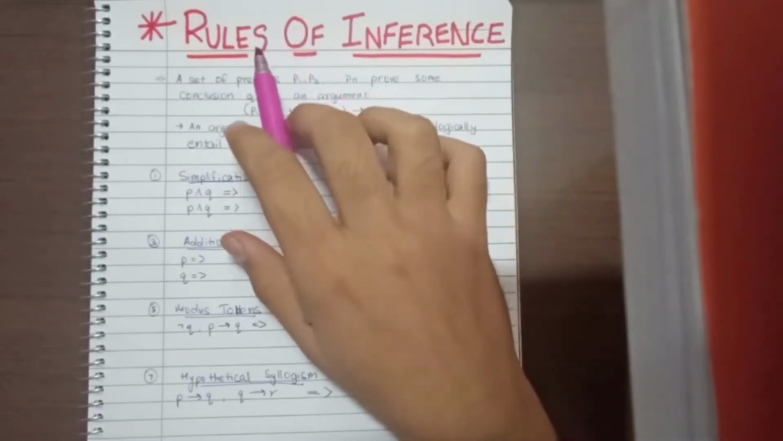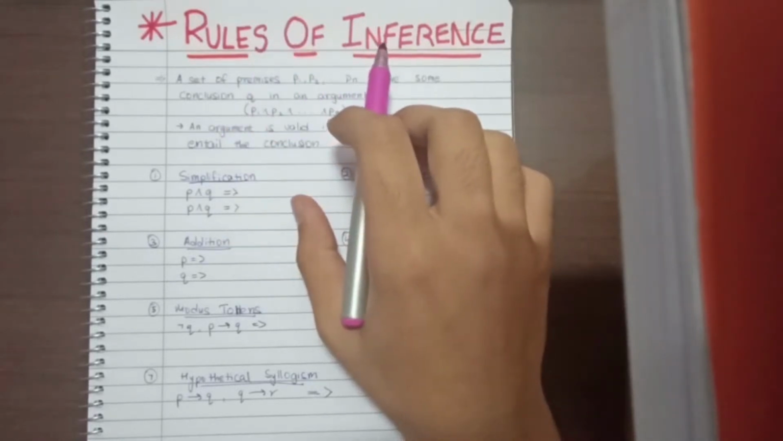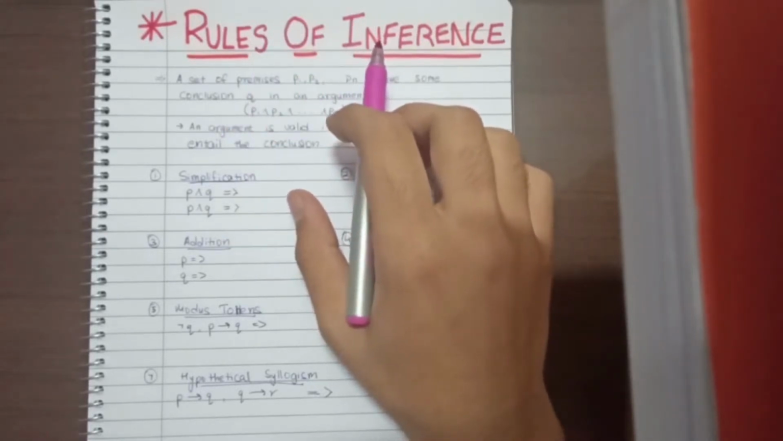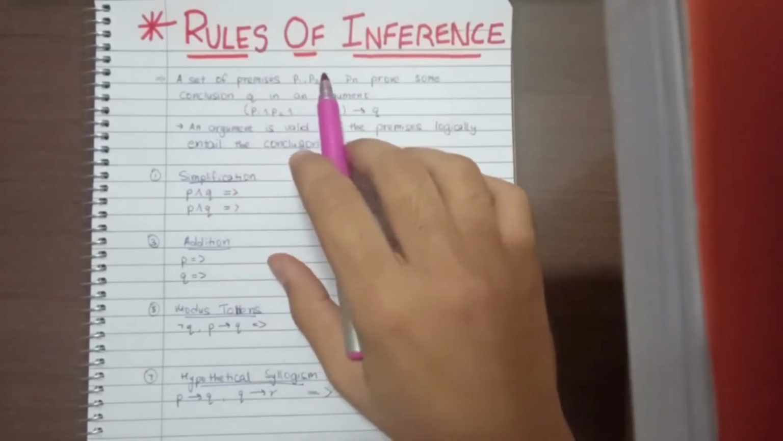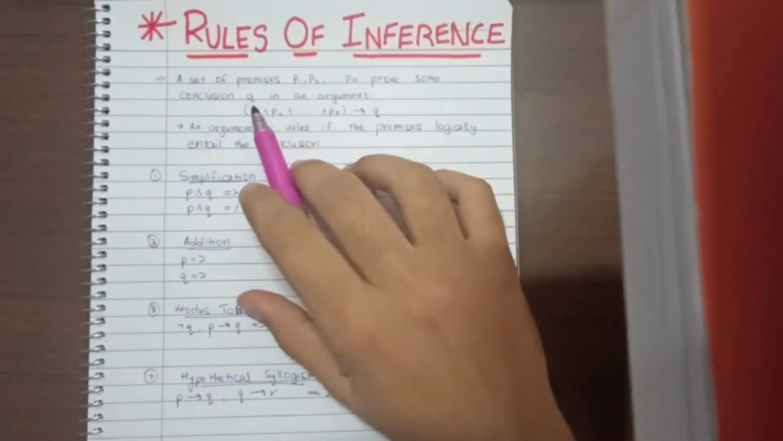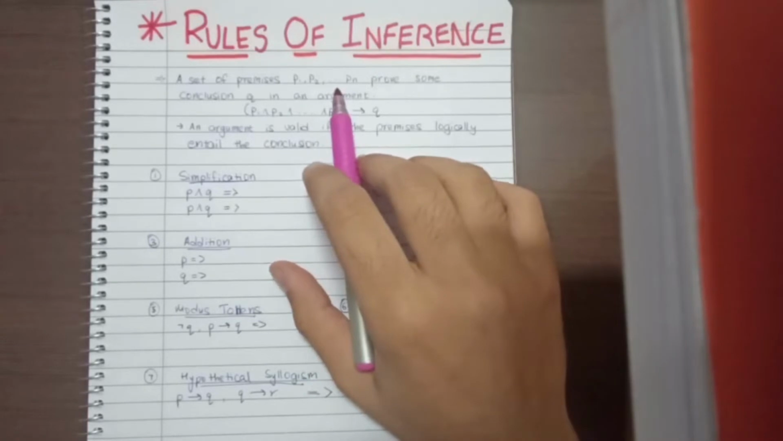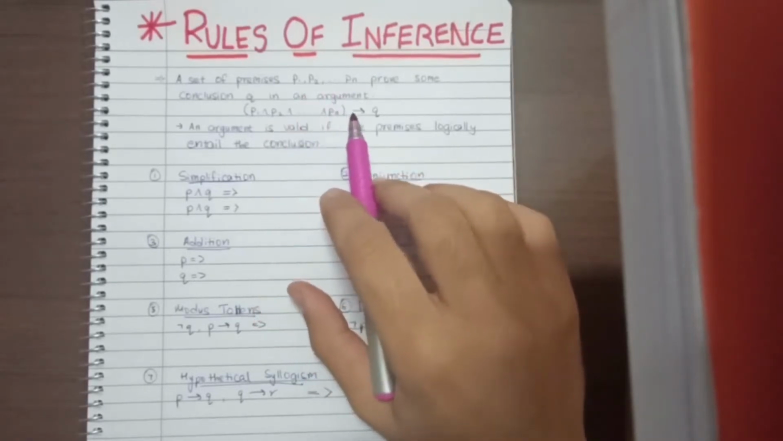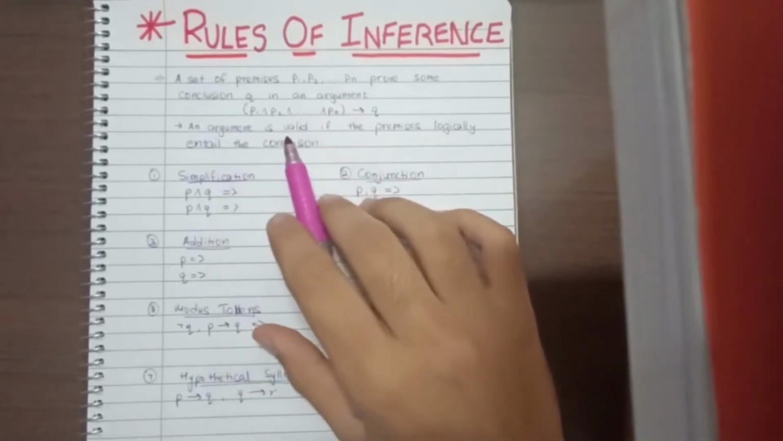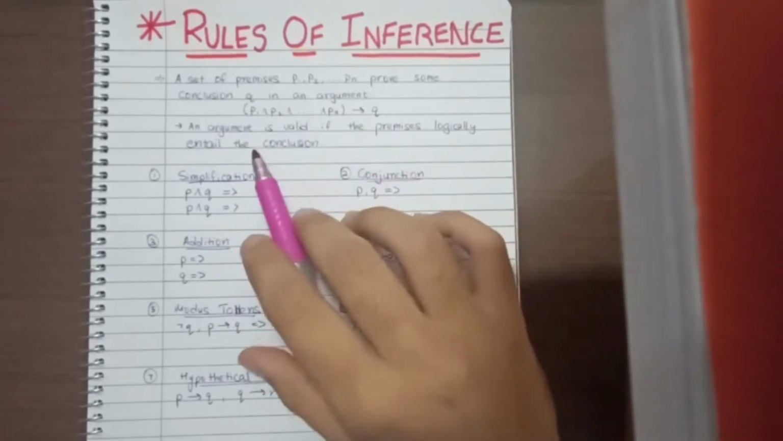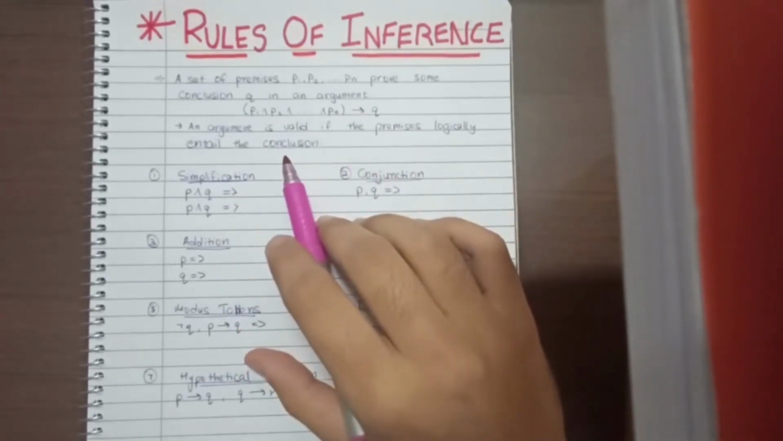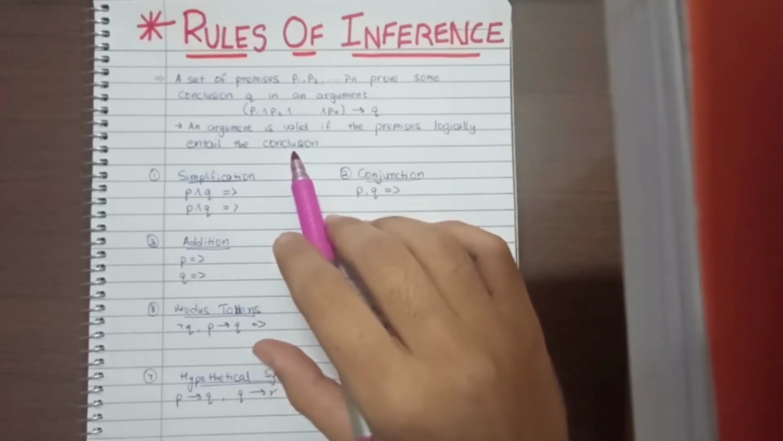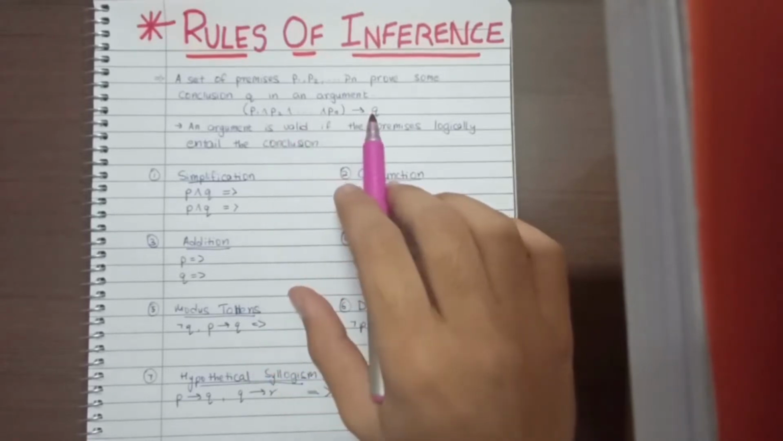Today we are going to talk about the rules of inference. According to inference theory, a set of premises P1, P2 up to Pn prove some conclusion Q in an argument. That is, if P1 and P2 and P3 up to Pn imply Q. An argument is valid if the premises logically entail the conclusion. So, if all our rules of inference take us from the premises to the conclusion, then the argument is valid.